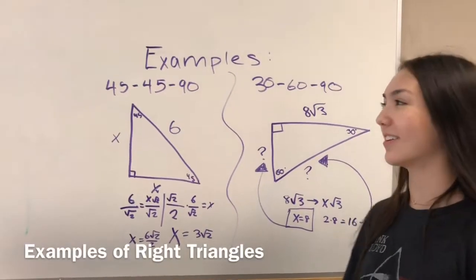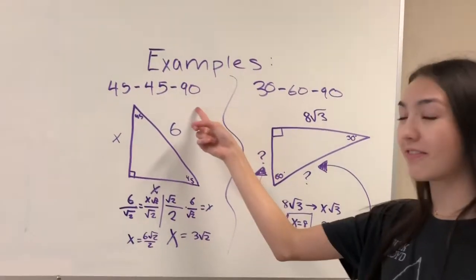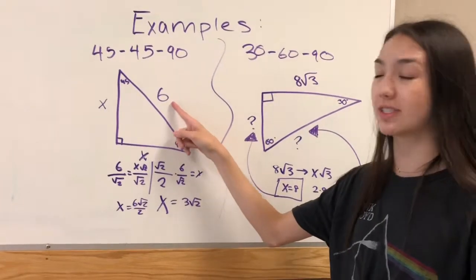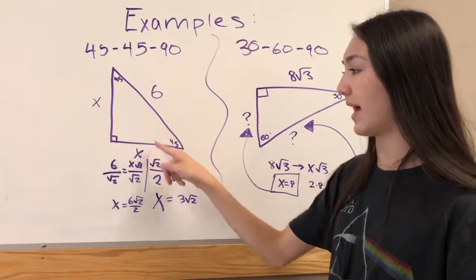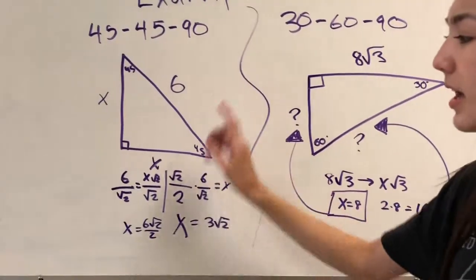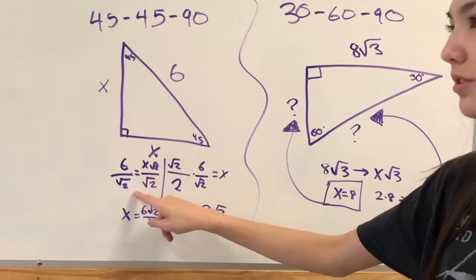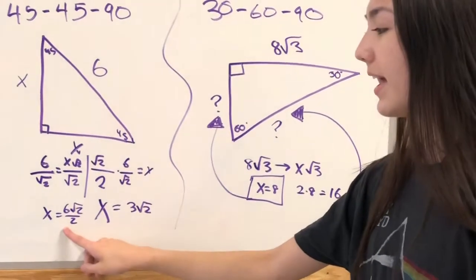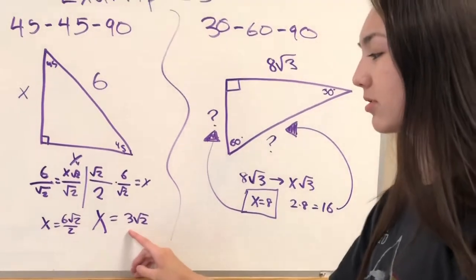The first triangle that we're going to look at for an example is the 45, 45, 90. In this example, we're given the hypotenuse, which is 6, and we need to find what x is. We set this up by putting 6 over root 2. We get x is 6 root 2 over 2, and to simplify that, we get x equals 3 root 2.